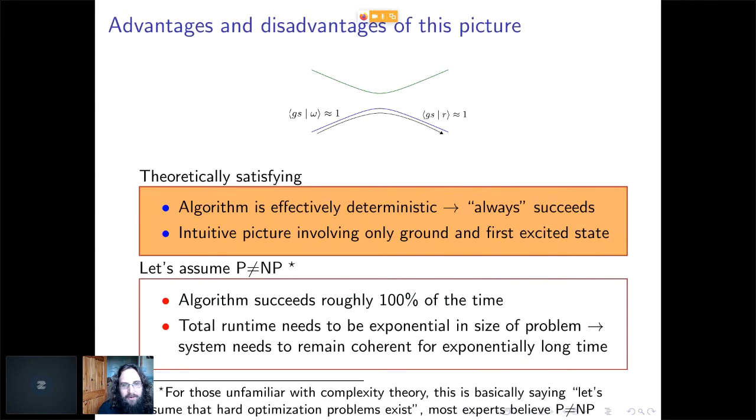And so if your algorithm succeeds roughly 100% of the time, then your total runtime needs to be exponential in the size of the problem. And if you're doing a closed system protocol, your system needs to remain coherent for an exponentially long time. So as you add more qubits, the time which you need to maintain coherence grows exponentially. So practically, that's kind of a pain.